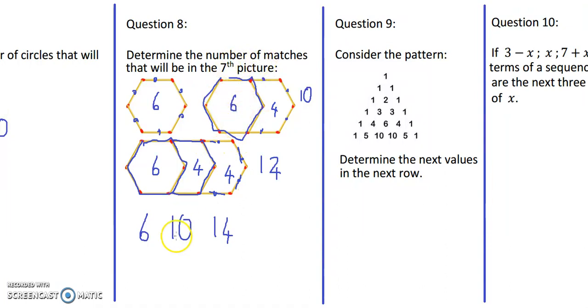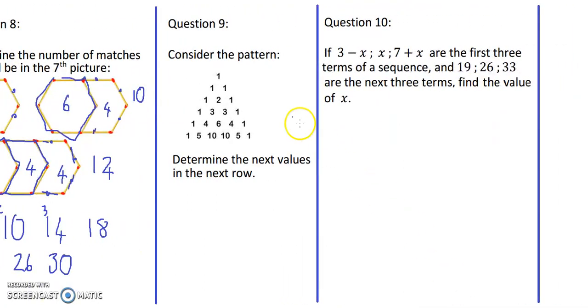So we've got to get to the 7th picture. This is the first one, that's the second, that's the third. The 4th is going to be 18. The 5th will be 22. The 6th will be 26. And the 7th picture will be 30 matches. Once again, drawing it takes far too much time, so don't do that.